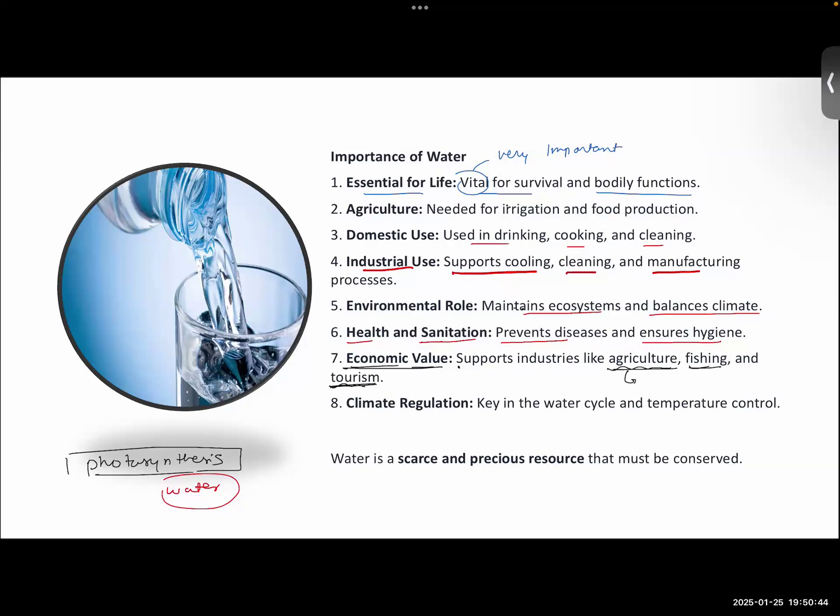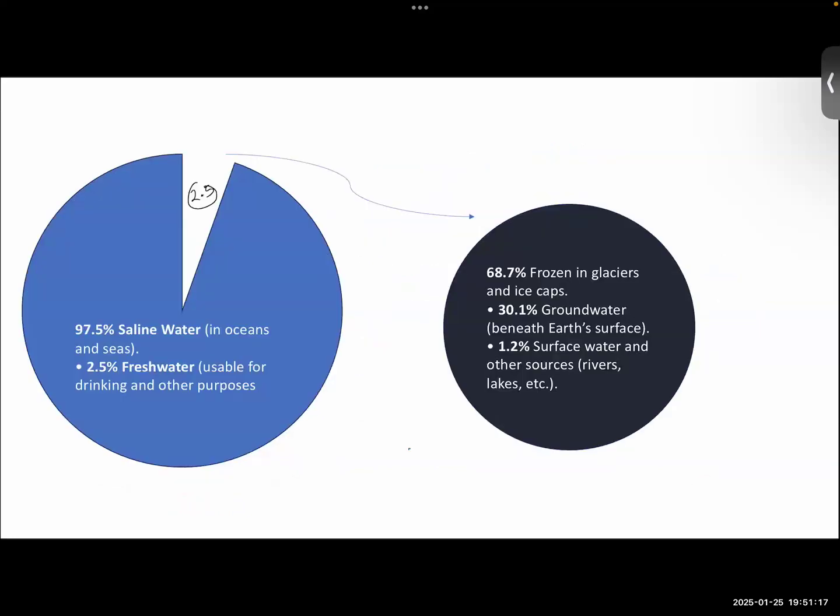Then it is playing a very important role in the water cycle and controlling the temperature. If there is a scarcity of water, the temperature will increase. If in a given region there hasn't been rainfall for 2 to 3 years, the temperature of that region will go on to increase, isn't it, Razan? Yes, sir, that is the case. So water is a scarce and precious resource that must be conserved. Conserved means to protect something from being harmed, from being polluted in the sense.